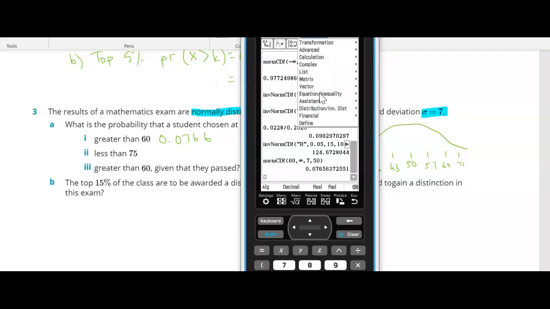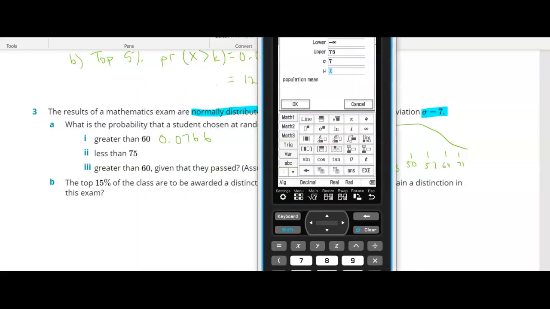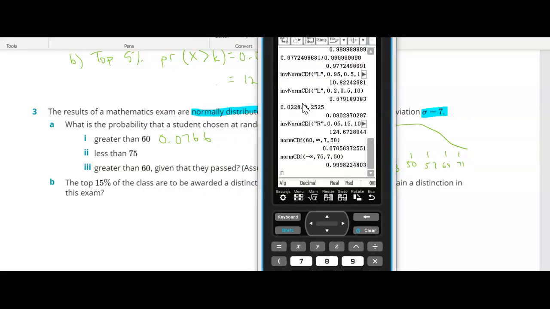So again, going to distribution, continuous, Normal CDF. Okay, so this time our lower bound is negative infinity, and the upper is 75. And you'll notice I did this a bit different to the previous one, where in the previous one I used the graphing screen or the statistics screen. So it's either one you prefer. All right, less than 75.